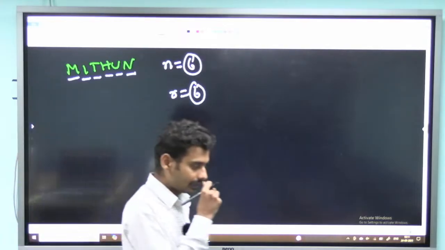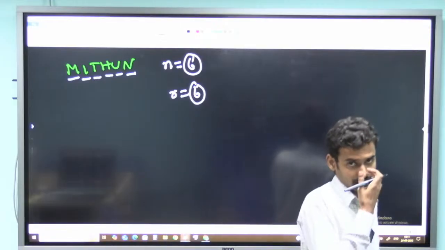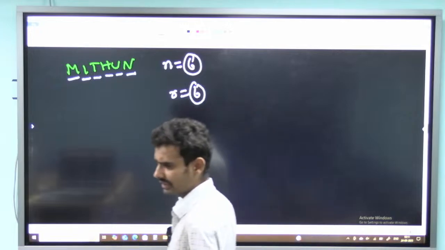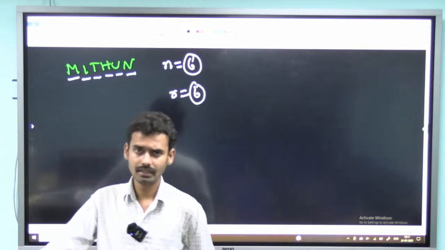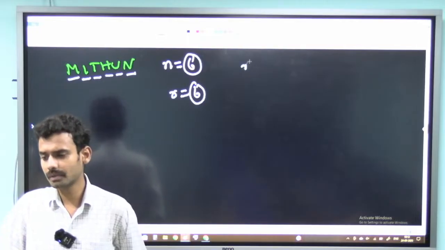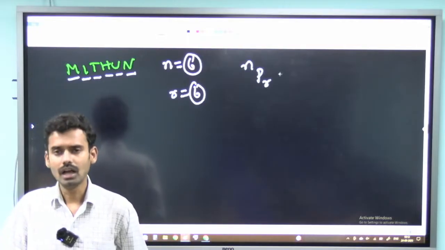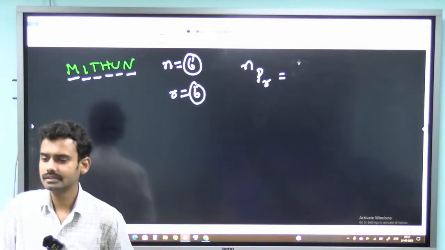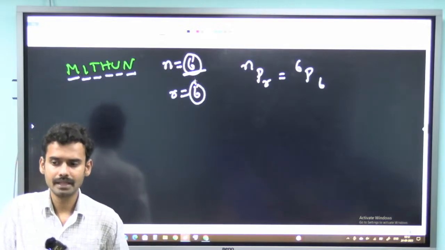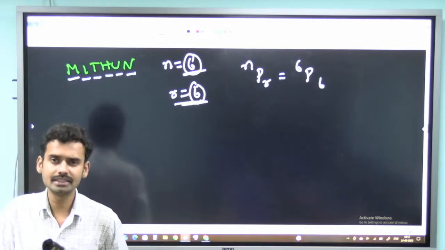Now is this permutation or combination? If you consider here, they are talking about the arrangement. As we have already discussed, arrangement is nothing but permutation. So we need to use the formula nPr, and nPr will be equal to 6P6. Why 6P6? Because we have studied this: the n value is 6, the r value is also 6 for arrangement.